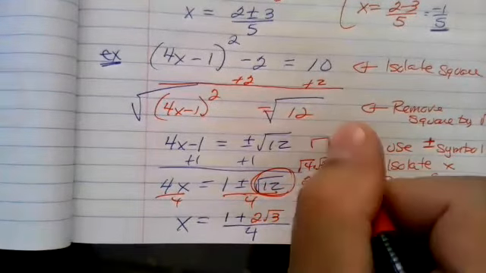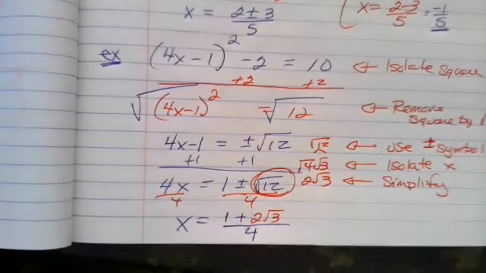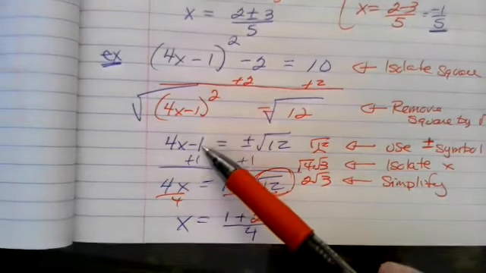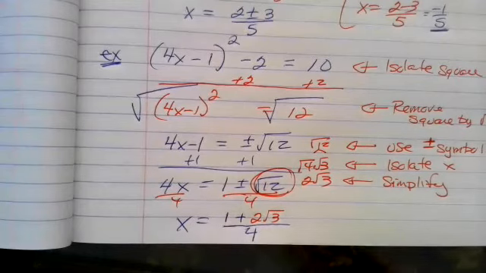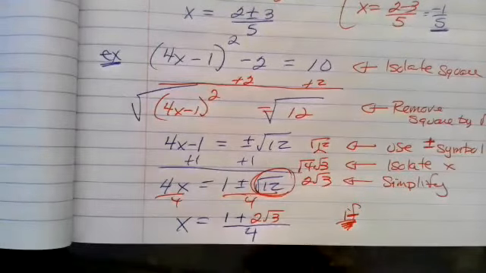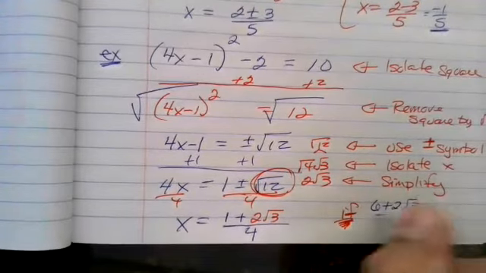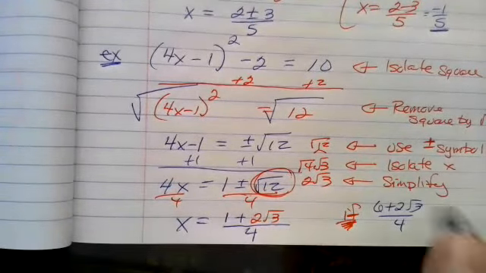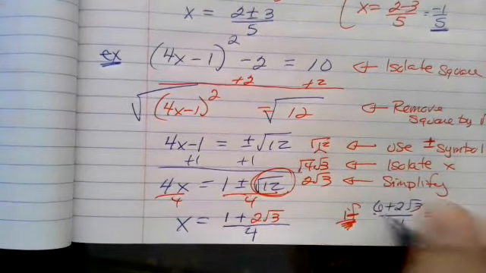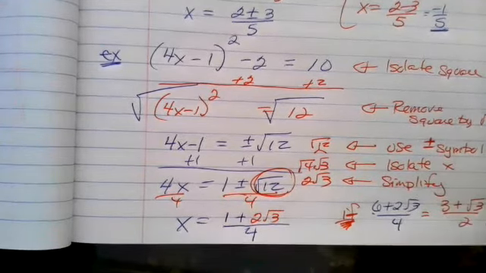Right, we all agree. Rad 12 could be broken up as rad 4 times rad 3. So it's 2 rad 3. So my final answer looks like this. I would have liked this better if I made that a 6 or a 2, because then if we had, I don't know, 6 plus 2 rad 3 over 4, well, then we could simplify all of these by 2. We could divide out a 2. We'd have 3 plus or minus 1 rad 3 all over 2.